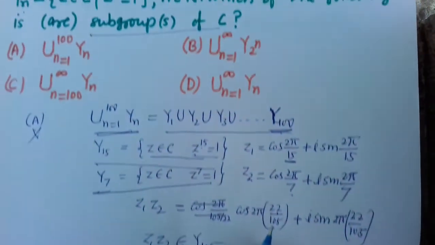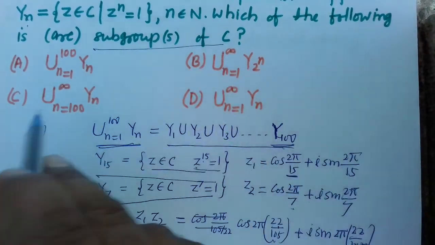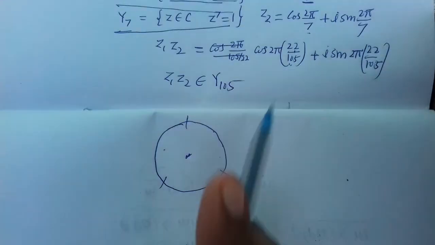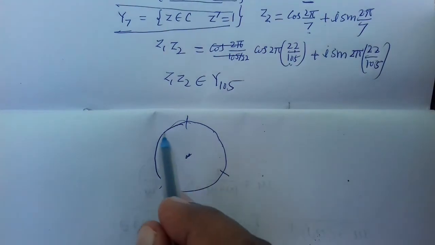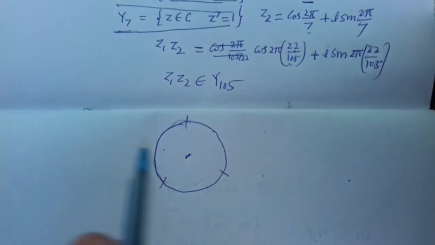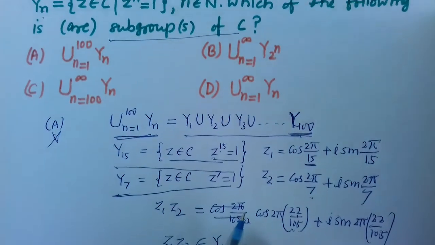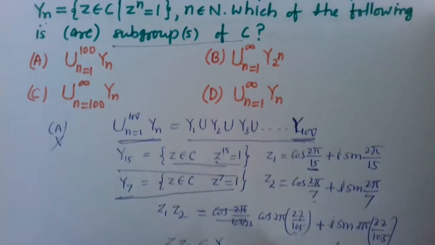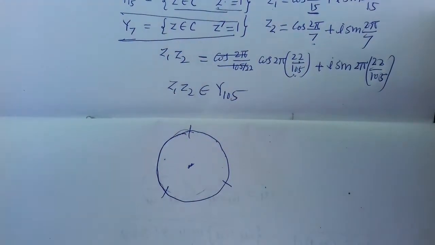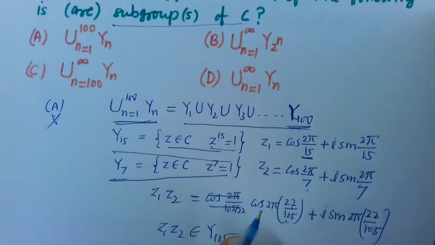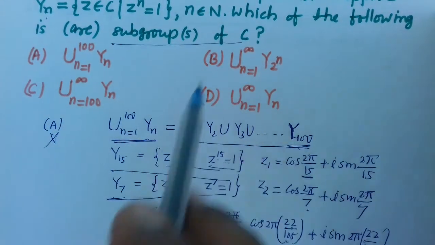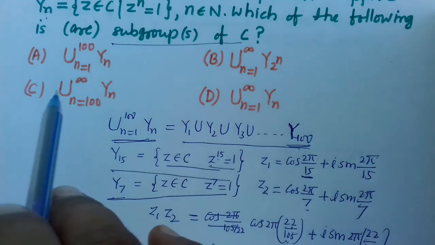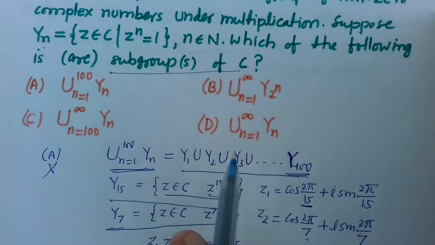But here you see in B, C and D, infinite means all points lying on this circle are a member of this group. If you take any point, obviously the product of these two will belong to this group. So these three are subgroups. So our correct options are B, C and D.